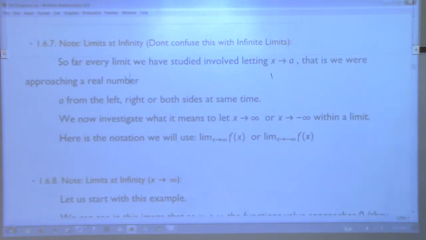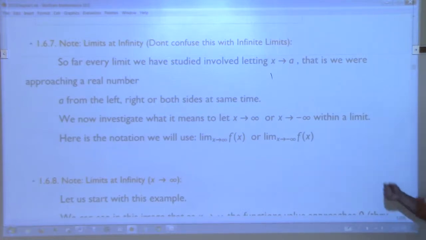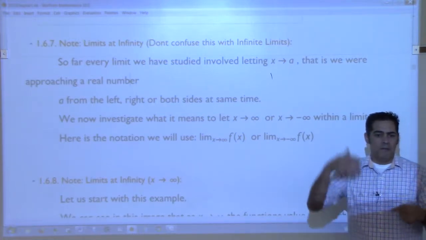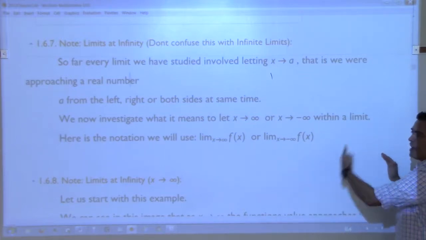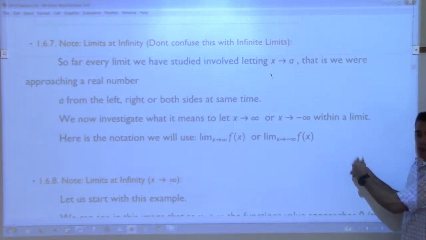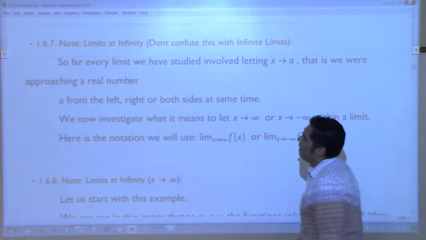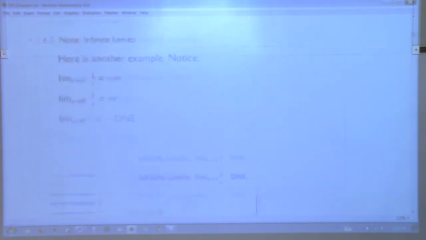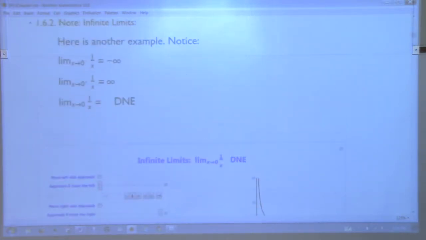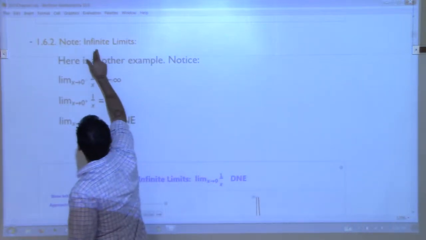Last time, what we talked about was what happens when you take a limit and you get a fixed number over 0. And we said, well, that's where we're going to have some sort of asymptote, right? Now we switch gears, we do something slightly different. So this is what we talked about last time: infinite limits.